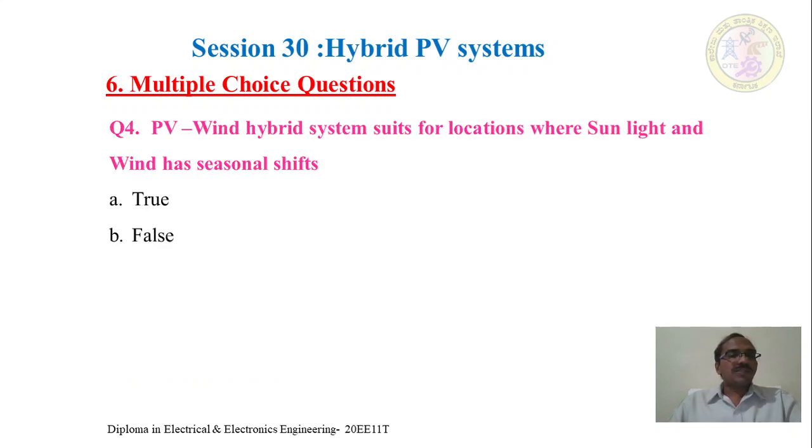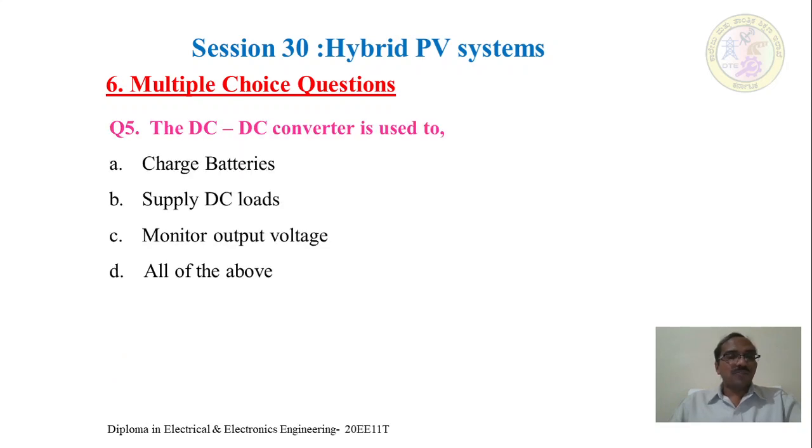PV wind hybrid system suits the locations where sunlight and wind have seasonal shifts. Yes, that is true. If you have a seasonal shift, when the sunlight is good you can use the PV cell, and when the wind is good you can use wind energy.